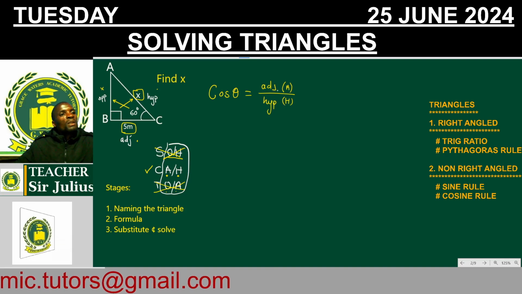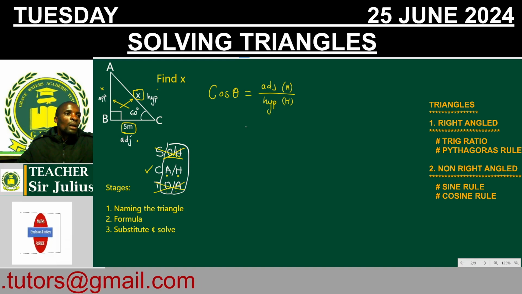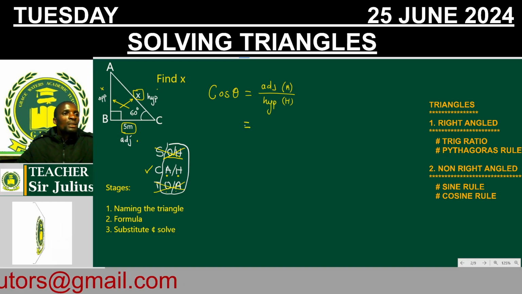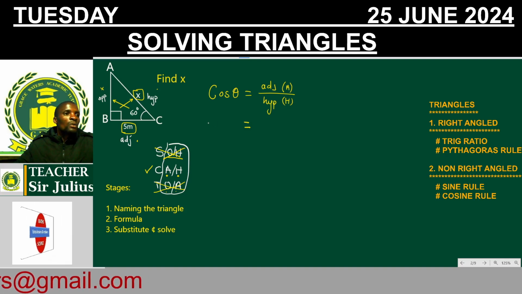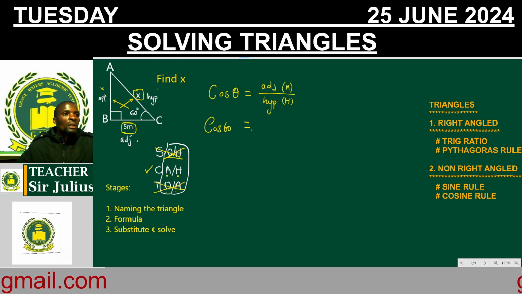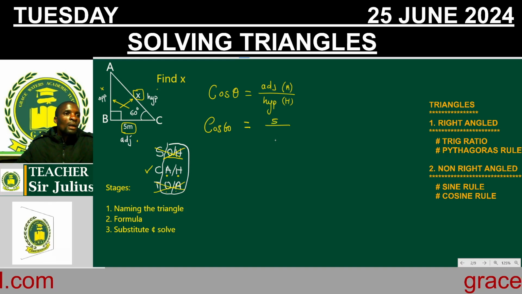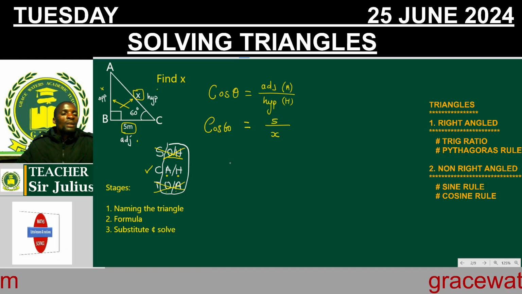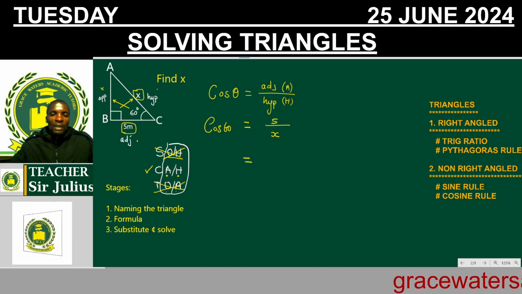Okay, so this means we have adjacent over hypotenuse, and then we go on now. What is theta? Theta is the angle, which is the second angle, right? So that means we are going to do substitution. Cos of 60 is equal to our adjacent, which is 5, and our hypotenuse is x. All right, so what you need to do is put cos of 60 into the calculator.